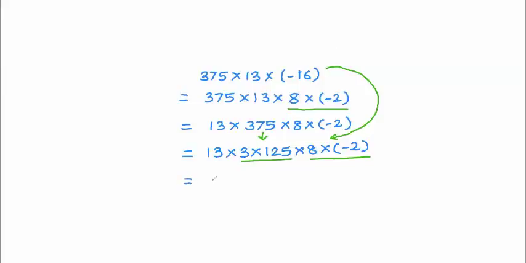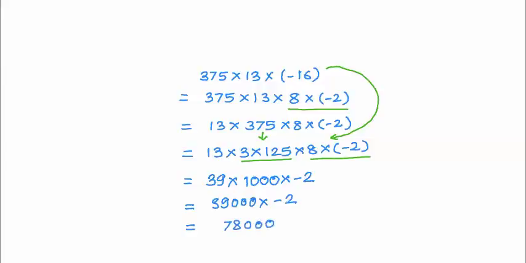Is equal to, we will use the associative property and we'll solve 125 into 8 first. So 13 threes are 39, into 125 8s are 1000, into minus 2. Okay, so that gives us 39 into 1000 gives 39,000, into minus 2, which is 39,000 into 2 is 78,000. And sign, there is only one negative number, one is odd, so the result is minus. So minus 78,000.